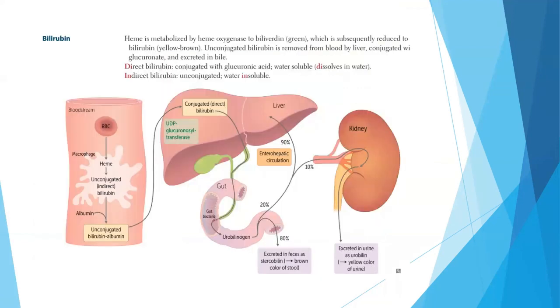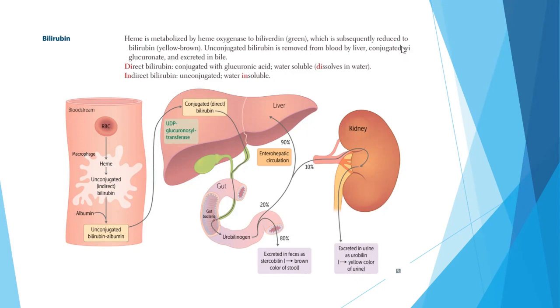Now, let's review the First Aid ones. Heme is metabolized by heme oxygenase to biliverdin, which is subsequently reduced to bilirubin, which is yellow-brown. Then the unconjugated bilirubin is removed from the blood by the liver, conjugated with glucuronate and excreted in the bile. So the direct bilirubin is conjugated with glucuronic acid, which is water soluble and dissolves in water. And the indirect bilirubin is unconjugated and it will not be water soluble, right?